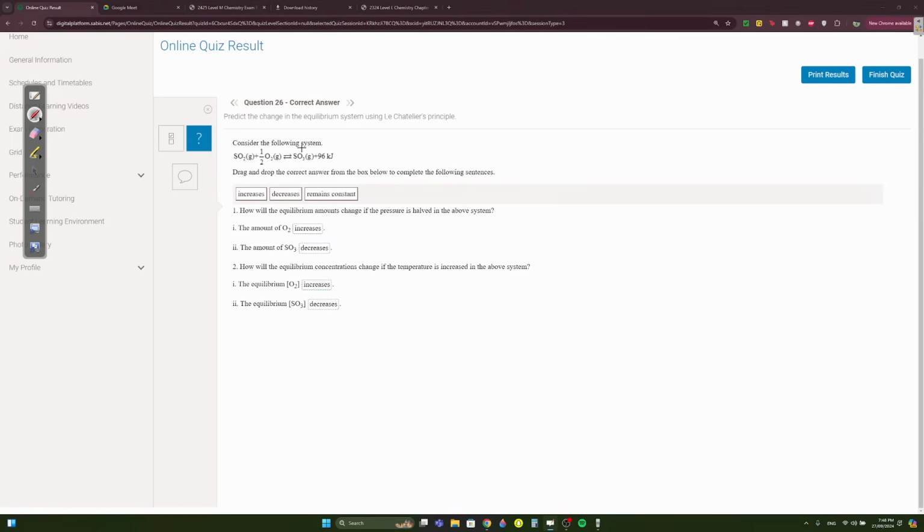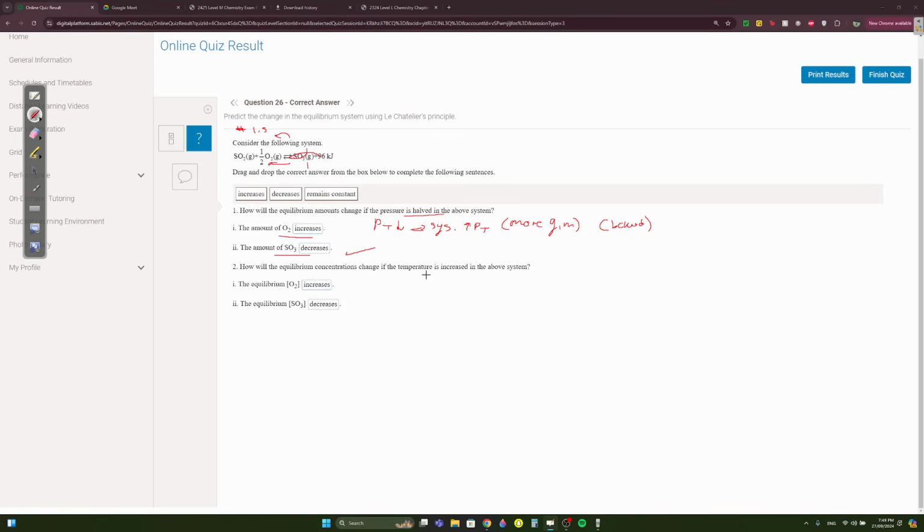Question 26. Consider this. What will happen if pressure is halved? You have gas. Look, if P total is decreased, the system will have to increase P total. If you want to increase pressure, you want more gaseous moles. Where do you have more gaseous moles? You have 1 here, you have 1.5 here. So it's going to go to the left, so it's going to go backward. If it's going backward, O2 will increase, and SO3 will decrease.